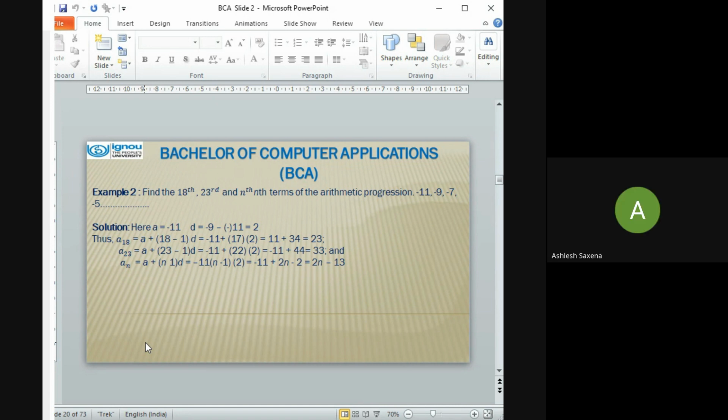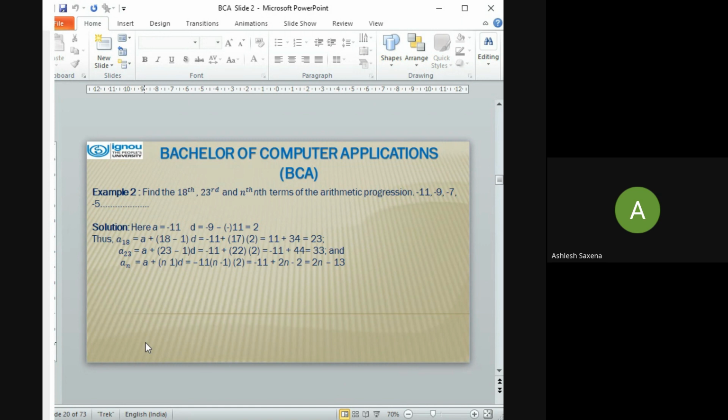Now see how much difference there is between 2 and -2. If you write -2, the whole problem will be cancelled. I've shown you how this common difference is evaluated. It is -9 minus of -11. That will become -9 plus 11. That is 2.